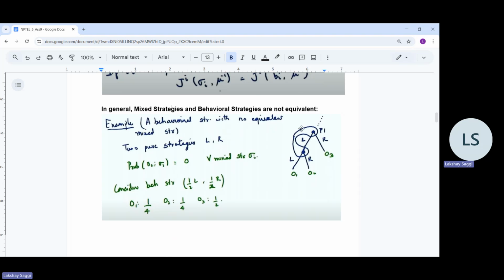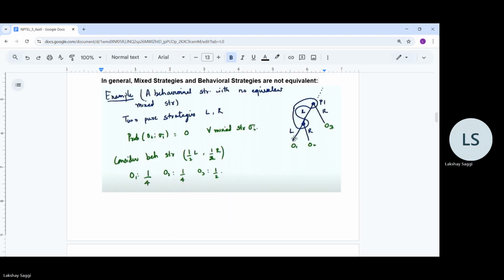And that's essentially why the difference comes, that in one case O2 becomes reachable, but in the other case O2 does not become reachable. So this is the high level idea. In a mixed strategy, we fix everything at the start, whereas in a behavioral strategy, we do it on a per turn basis. Like, I'll do randomization at every step. So I hope this makes sense and you appreciate why this is important.